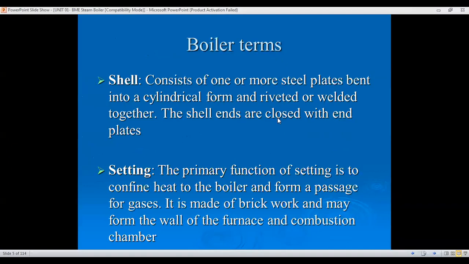Okay, so what is the boiler term? Boiler term means the name or nomenclature of boiler components, meaning the different components used in the boiler. First, the shell. Okay, what is the shell? It consists of one or more steel shells built into a cylindrical form and riveted or welded together. The shell is closed at the ends with an end plate.